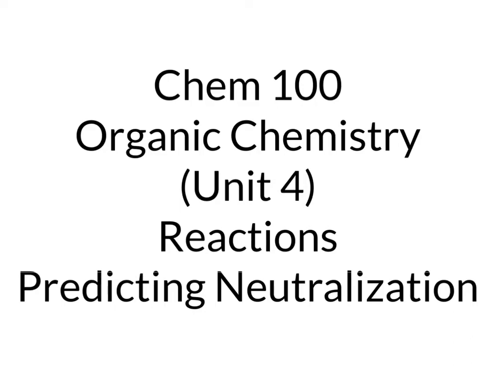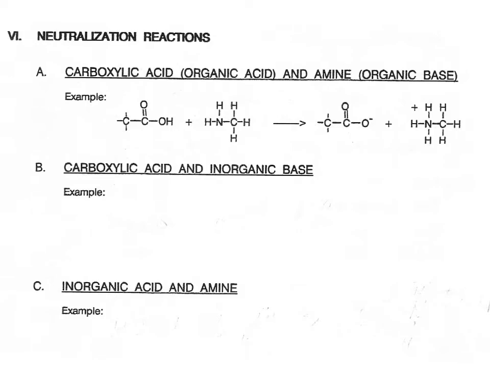In this video, we're going to talk about how you can predict the products of neutralization reactions for organic compounds. Previously, we saw that acids and bases do go through a double replacement type of reaction, which we called neutralization, and this is no different from that. We would expect the same types of products, which are salts. Now, let's look at neutralization reactions.